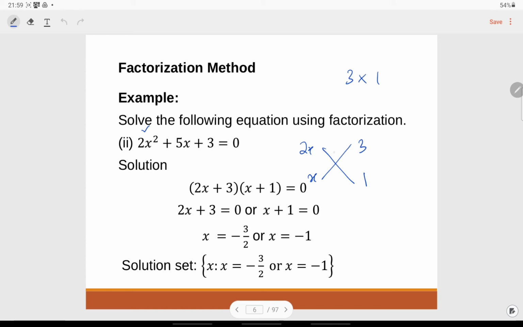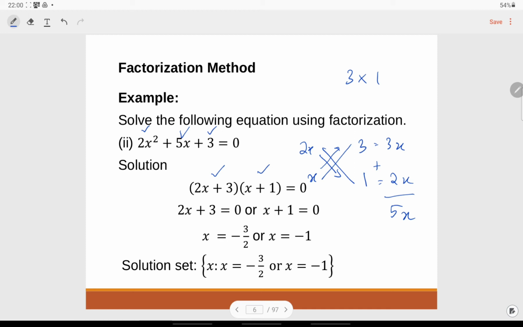Okay, now so we multiply 2x times 1, we have 2x. We multiply x with 3, we have 3x. So we add together, come out with 5x. So we obtain 5x. And when we multiply 3 times 1 equal to 3. So we get the whole equation. Now we have the factors (2x + 3)(x + 1) equal to 0.